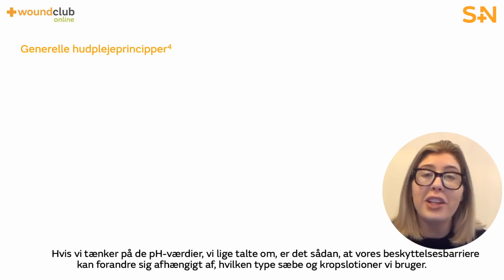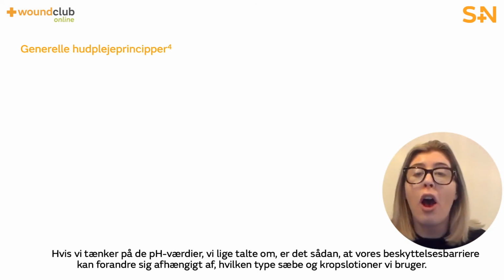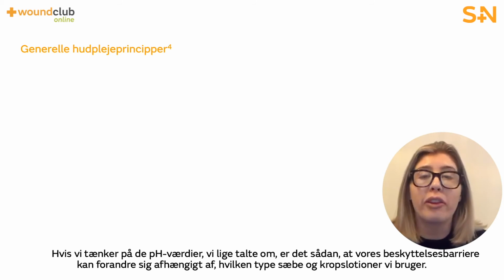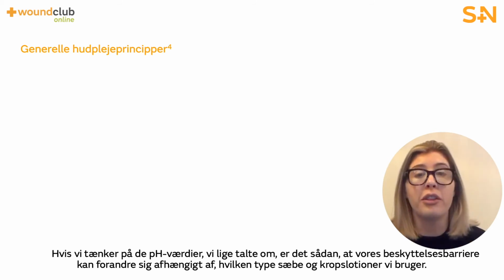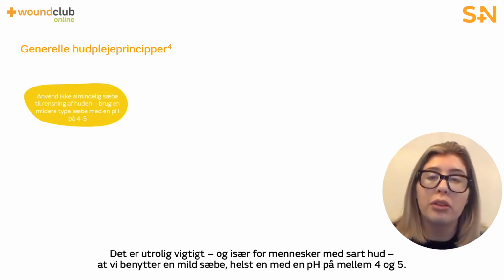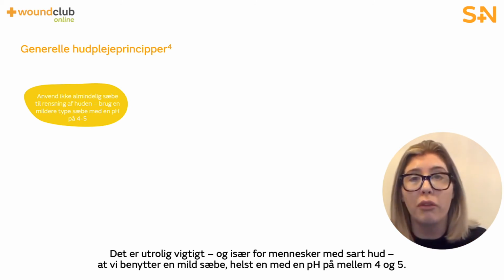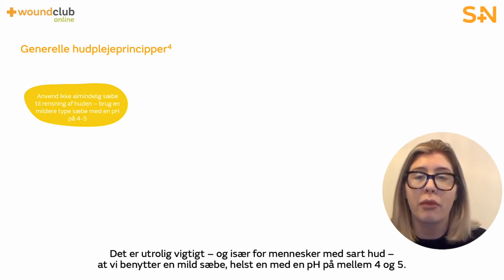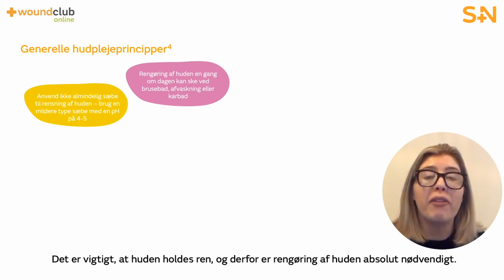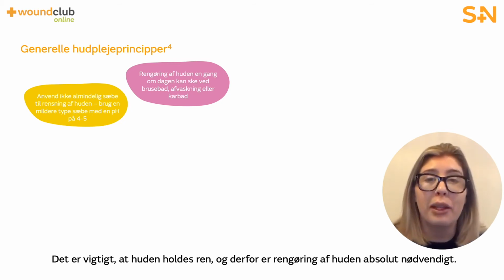Thinking about the pH levels we just discussed, our acid mantle can be changed by the soaps we use and the body lotions. It's so important, especially for people with vulnerable skin, that we use a mild soap. Try and make sure that the soap or body lotion has a pH between 4 and 5 to avoid disrupting the acid mantle. We want to make sure we have nothing sitting on the skin and that it's kept clean.